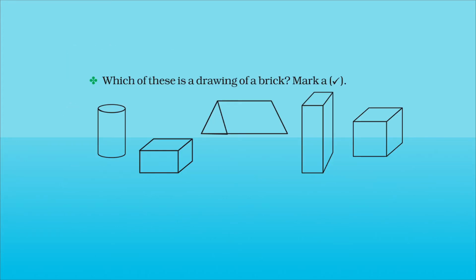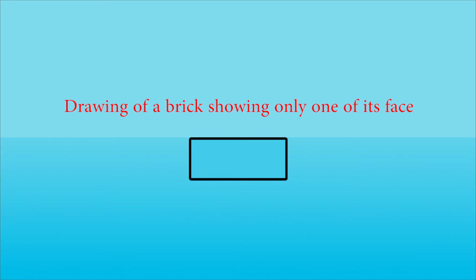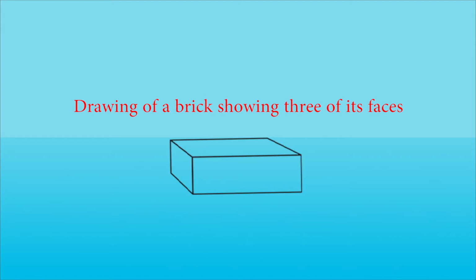Children, now you have seen the brick so carefully. Now, can you make out which of these is a drawing of a brick? Yes, you are right. This is a drawing of a brick. Let us look at the drawings of a brick. In the first drawing, we can see only one of its faces. In the second drawing, we can see 3 of its faces.